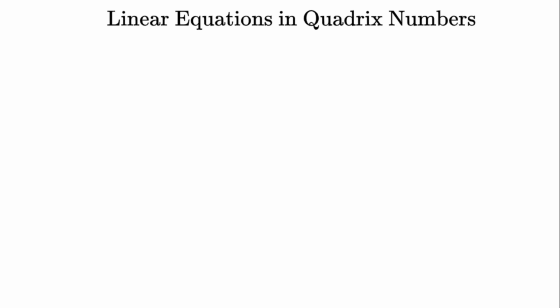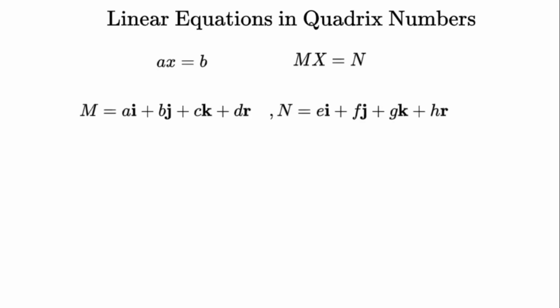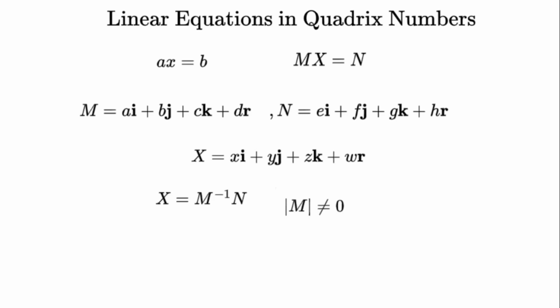In algebra, a linear equation like a times x equals b is solved by multiplying both sides by the inverse of a. For quadrix numbers, we solve m times x equals n, where m equals a times I plus b times j plus c times k plus d times r, n equals e times I plus f times j plus g times k plus h times r, and x equals x times I plus y times j plus z times k plus w times r, to find x. The solution is x equals m inverse times n, provided m has an inverse, which requires a times d minus b times c not equal to 0.